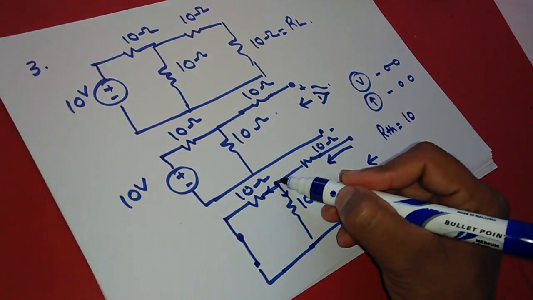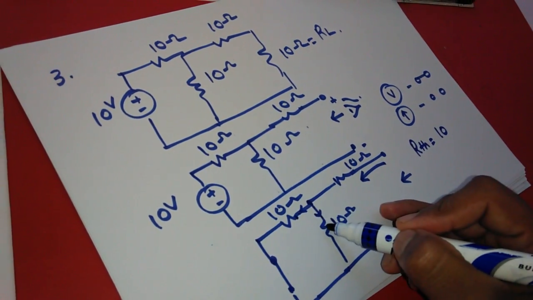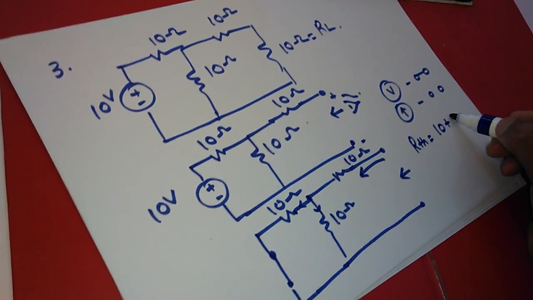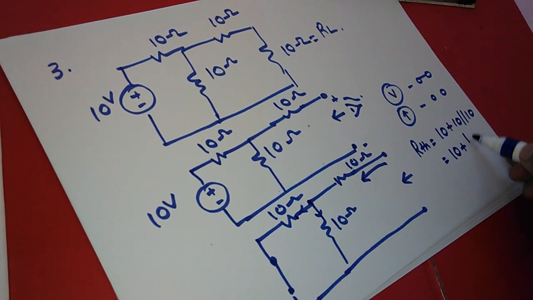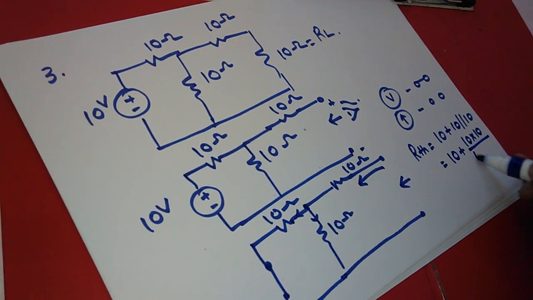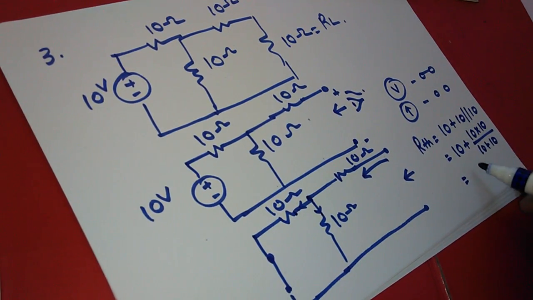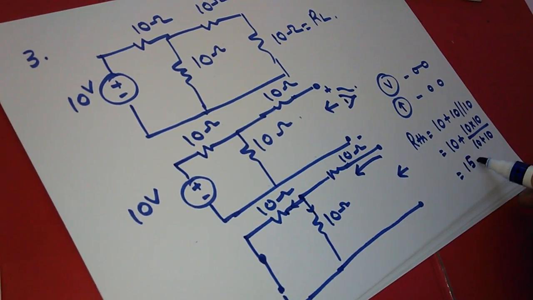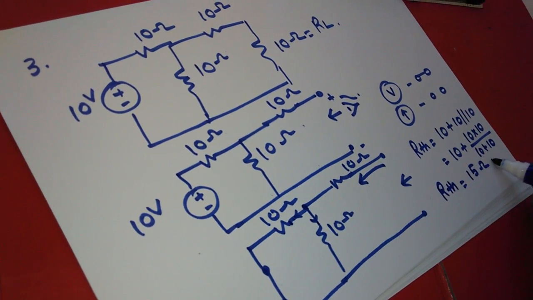So RTH will be equal to 10 in series, where the current is flowing, then it is divided in parallel. So 10 plus 10 parallel to 10. So we can find out 10 plus 10 into 10 divided by 10 plus 10, and that is equal to 5, and that plus 10 is equal to 15 ohm. So now we are getting the RTH value as 15 ohm.